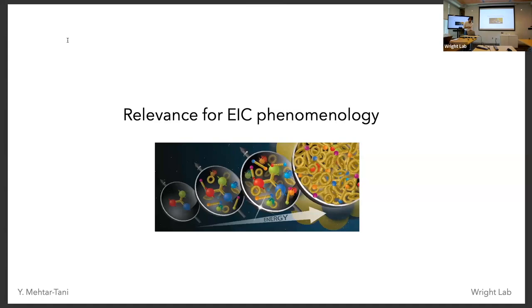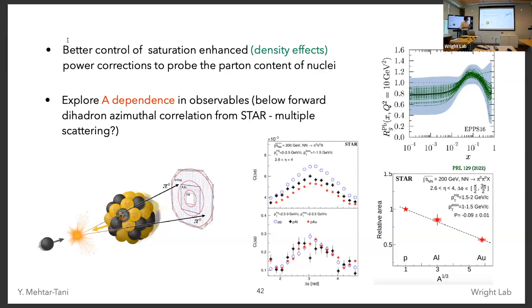As a conclusion, let me just say why this is relevant. This is a theoretical question. We made a little progress trying to bridge these two limits of QCD, but why is it important? Well, there's a lot of activity trying to understand the behavior, to prove saturation at small x, but also understand the structure of nuclei, where high density effects are even more prominent. So such an approach can help have better control over the high density effects that are generated by power corrections to probe the parton content of nuclei.